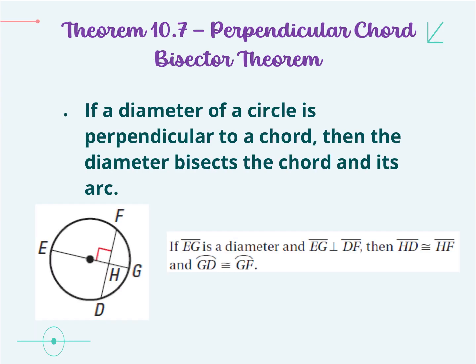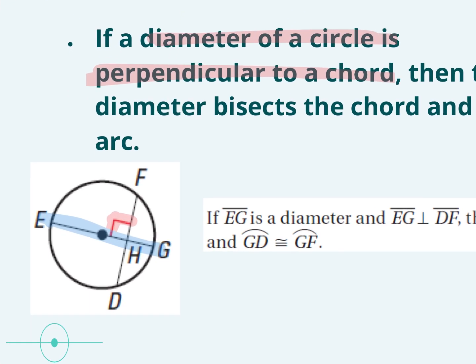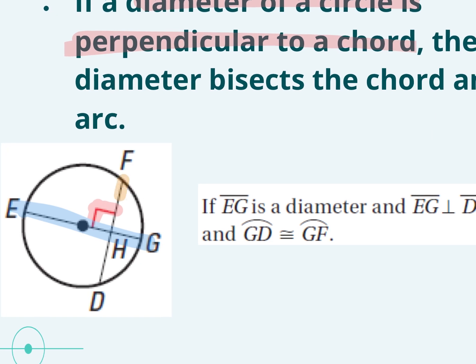Perpendicular chord bisector theorem. If a diameter of a circle is perpendicular to a chord, so looking at the perpendicular line, that 90-degree angle, then the diameter bisects the chord and its arcs. The diameter is the line that goes from one end of a circle to another through the center. If that diameter is perpendicular to your chord, then your chords are congruent as well as your arcs.